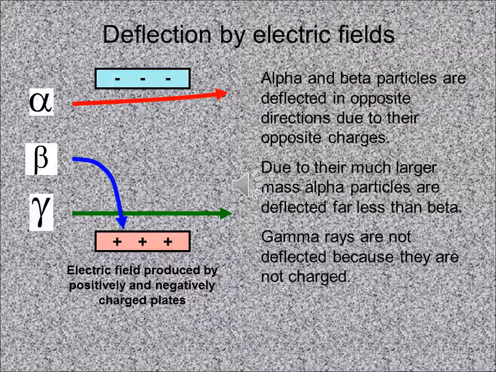Effects of a magnetic field on the particles. The alpha particles are deflected towards the negatively charged plate of the magnet because they are positively charged, while the beta particles are deflected towards the positively charged plate because they are negatively charged. Alpha and beta particles are deflected in opposite directions due to their opposite charges. Due to the much larger mass of alpha particles, they are deflected less compared to beta particles. Gamma rays are not deflected at all because they do not have a charge.